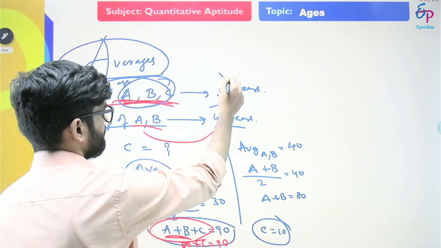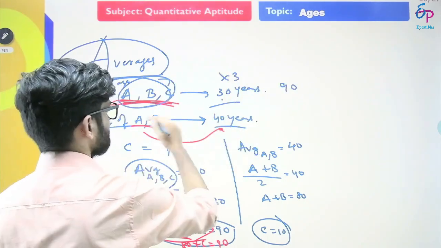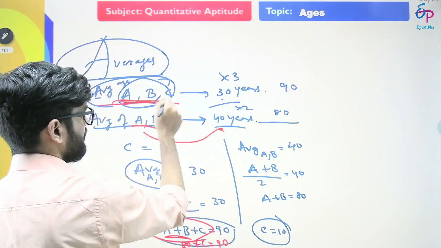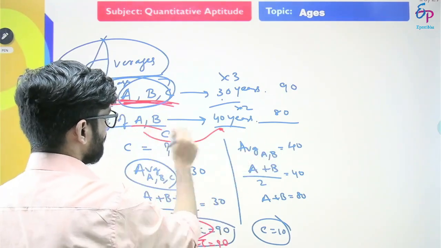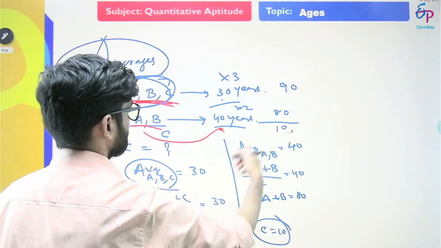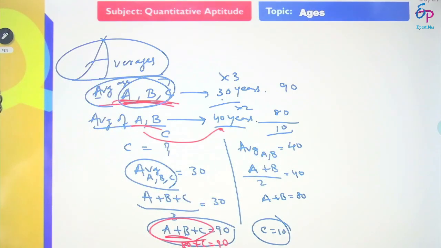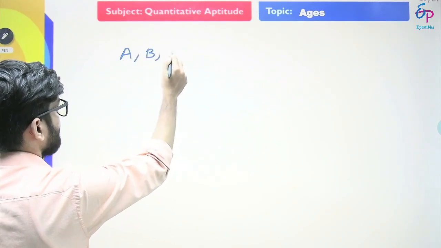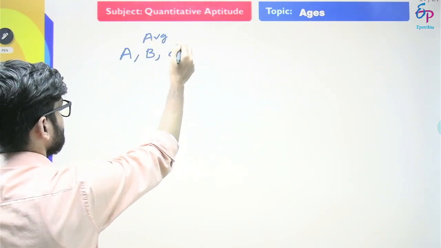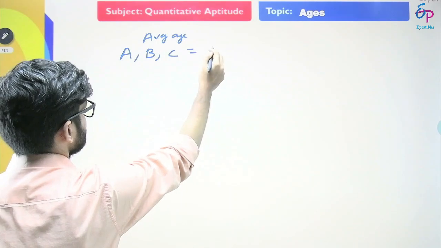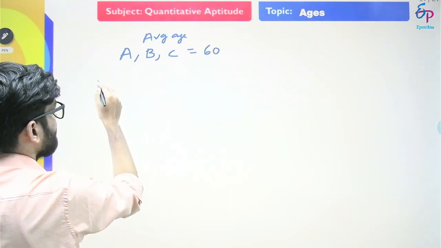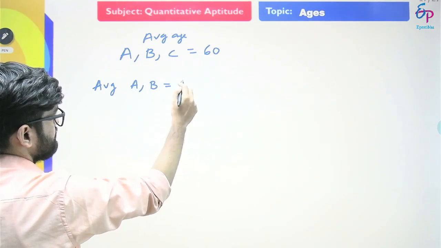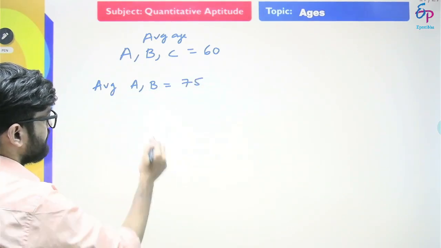3 persons are there, into 3 you do. This is 90. 2 persons are there, into 2 you do. 80. I am asking C value, right? So you eliminate A plus B plus C value to A plus B value, you will get 10. Take the difference. If I tell you the average age of A, B and C is 60. Average age of A and B is let's say 75. Now what is the age of C?